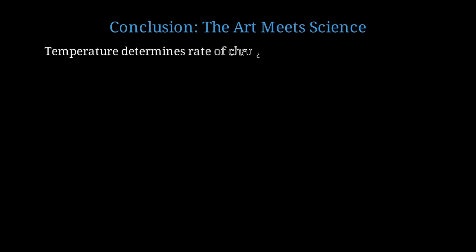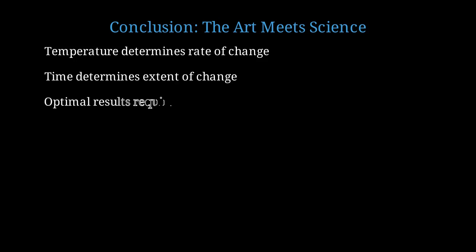Temperature determines the rate at which chemical and physical changes occur in meat. Time determines the extent or completeness of those changes. Optimal results require carefully matching your cooking method to the specific characteristics of your meat.